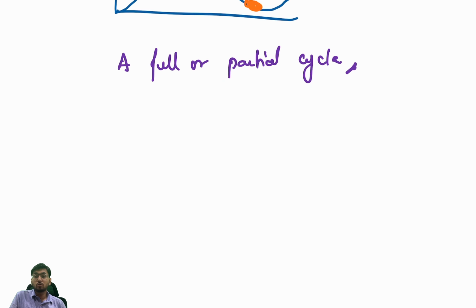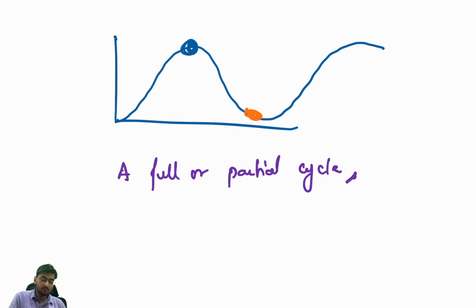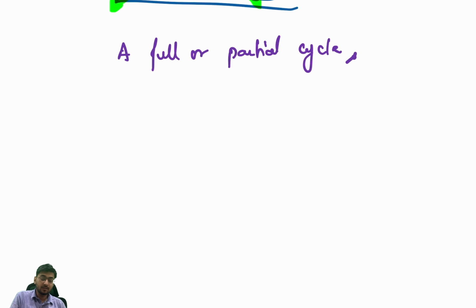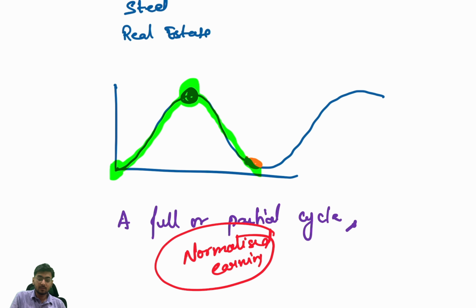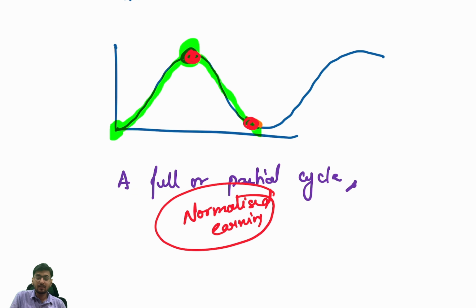So you can capture a mid-cycle level of the earnings. It means you are capturing this whole part, both the down and the up. So you are able to capture a mid-cycle level of the earnings, which we call the normalized earnings, where you have captured both the boom as well as the recession, and average out.